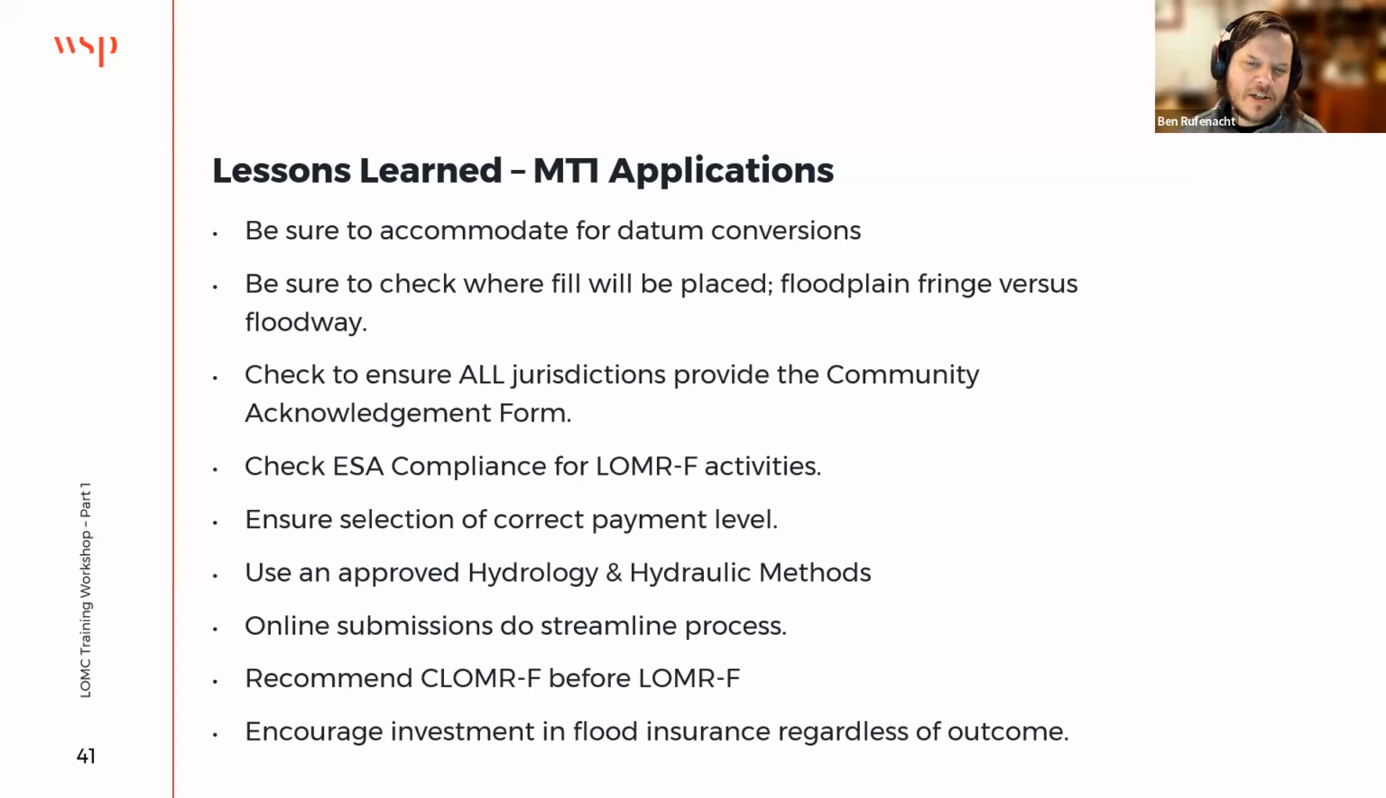Make sure you get all jurisdictions in the community acknowledgement form. So you might have city and county that you need to sign off on a form, not just one or the other. Check your ESA compliance for LOMR-F. Even though it's only required for CLOMR-F, make sure you check it for LOMR-F. Again, they're assuming that you went through the CLOMR process and you've already done your ESA compliance.